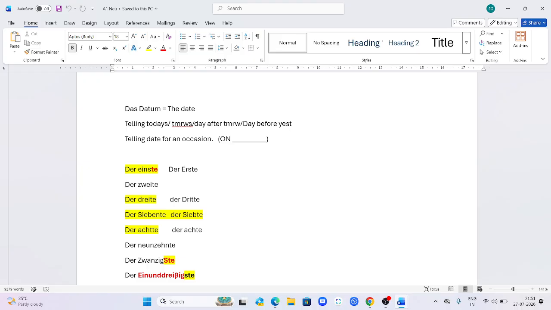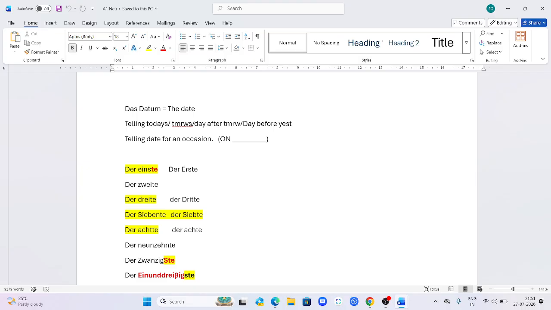Those are irregular verbs. Irregular verbs means they show irregularity in du and er/sie/es. Other subjects, they are good to go. They don't change.